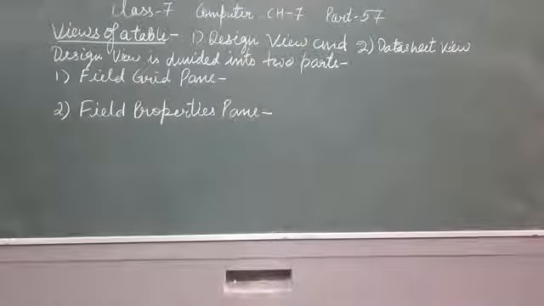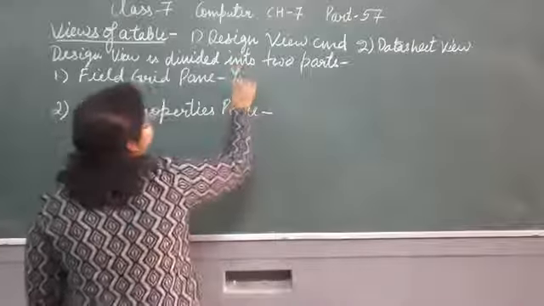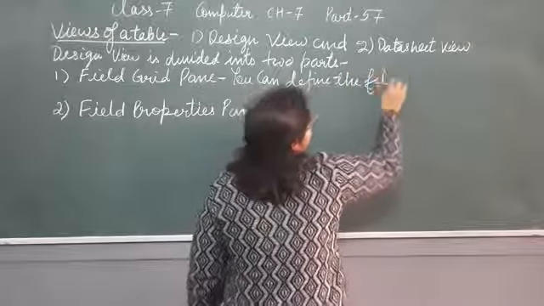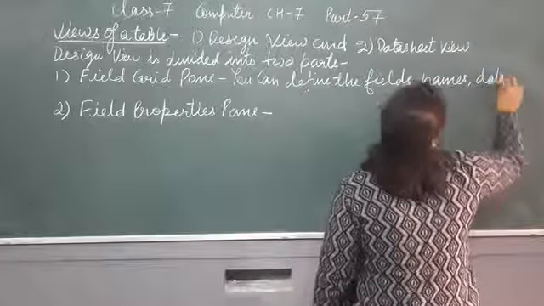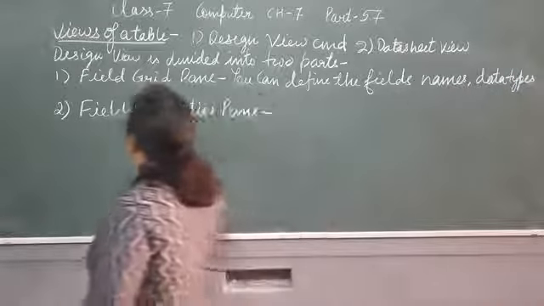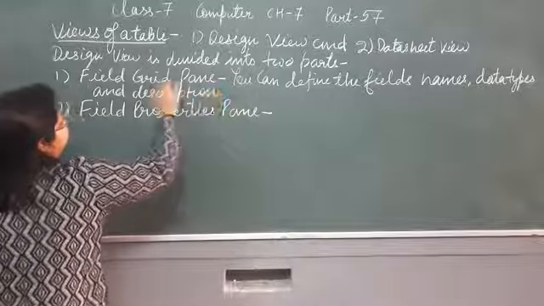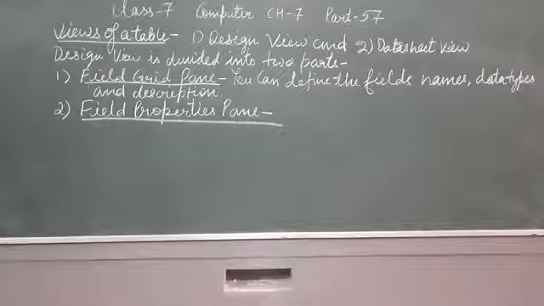What do you mean by field grid pane? In this pane, you can define the field names, their data types and description. In the design view, in the field grid pane, you can define the field names, their data types with their description. So in the field grid pane, we can define the field names with their data types and their description.